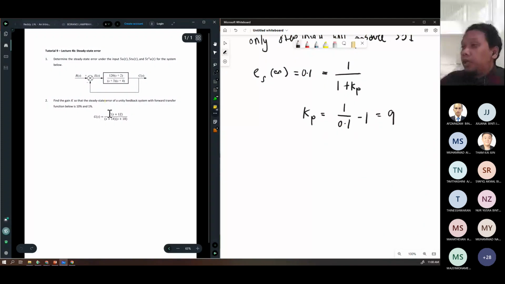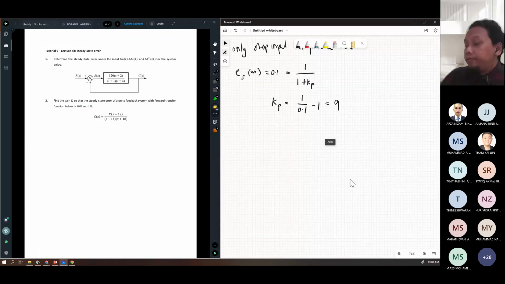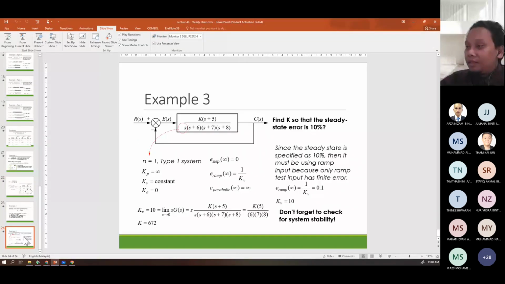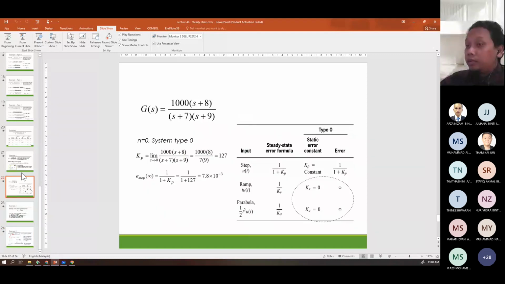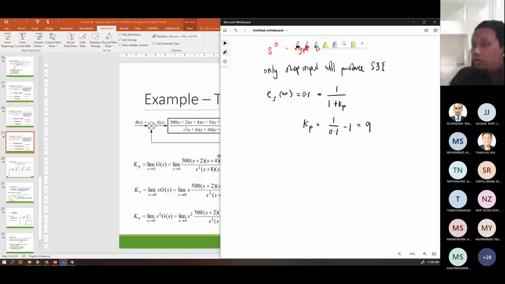Then from here, you can determine K. Again, look at the lecture notes, I forgot. So using the limit, Kp equals the limit. For Kp, it's slightly different. Kp equals the limit as s approaches 0 of G(s), which equals 9.